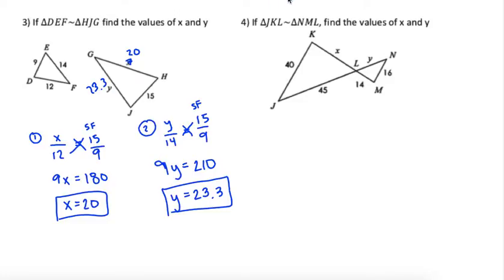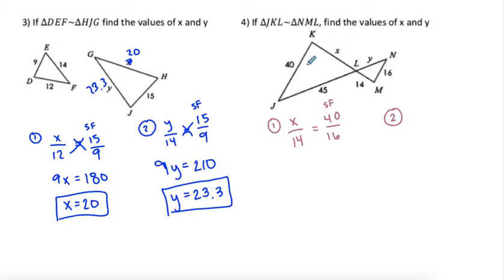All right, on number 4, we have JKL is similar to NML. Okay, so find the value of x and y. So I'm going to set up 2 equations. X goes with, okay, so K to L goes with M to L, so 14, so it goes across. The same way that, okay, I don't want to pick y, so maybe 40, K to J, N to M. Yep, so 40 goes with 16, so there's my scale factor.